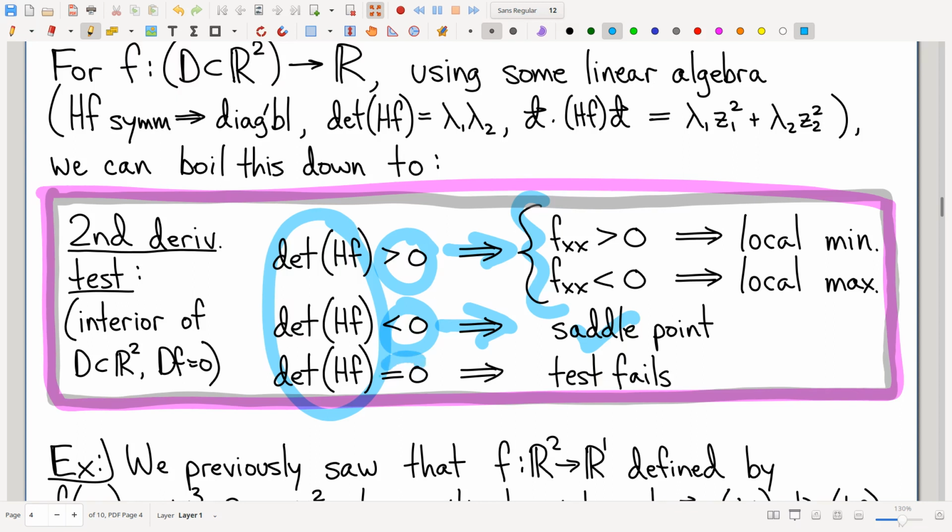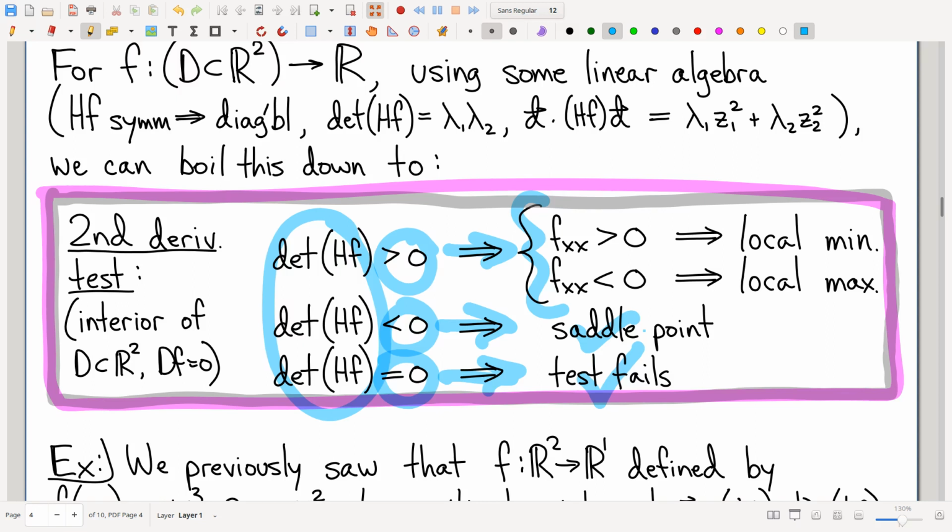And it's also possible that the determinant could be 0, and this is one of the cases in which the test fails, and you learn nothing. A lot of people misunderstand this and think that if the determinant is 0, then it's definitely not a maximum and definitely not a minimum. Absolutely not. Right? It's that the test fails to draw any conclusion at all. So be careful with that.